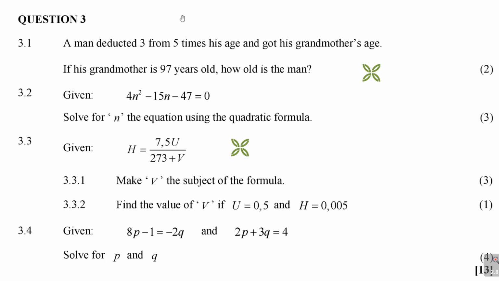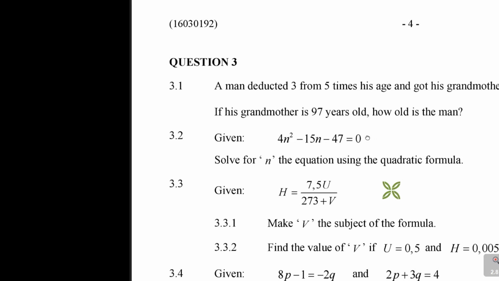There is number 3.1. It says a man deducted 3 from 5 times his age and got his grandmother's age. And his grandmother is 97 years old. How old is this man? What do you say, guys? Must I do it or move on? Give me your thoughts. Do it? Move on? Could we do it, please? Alright. So let's come up with it, it's 2 marks.